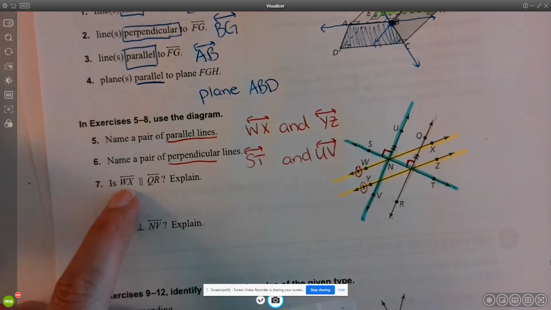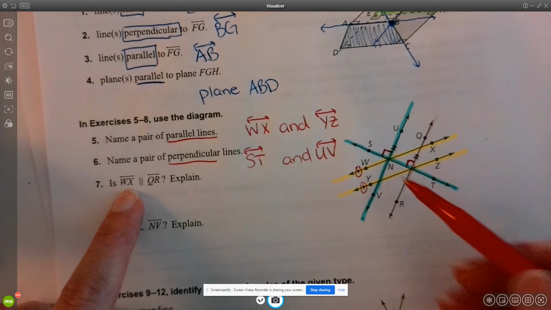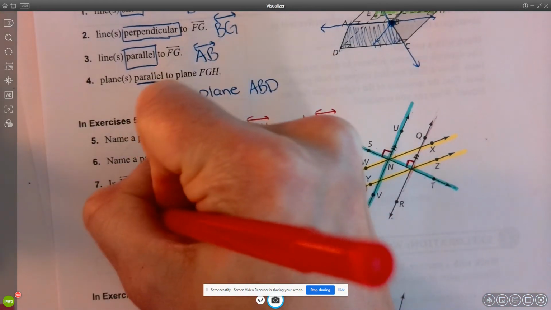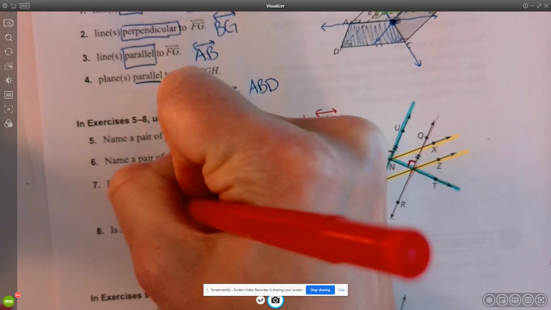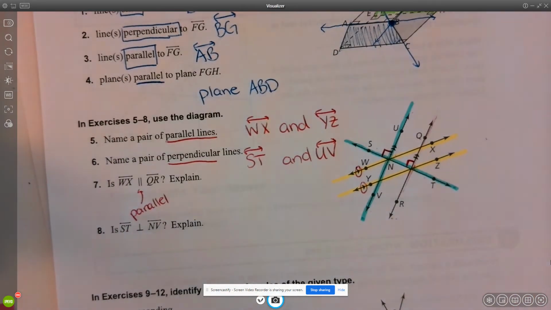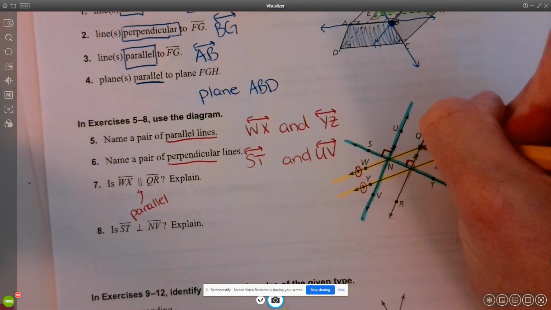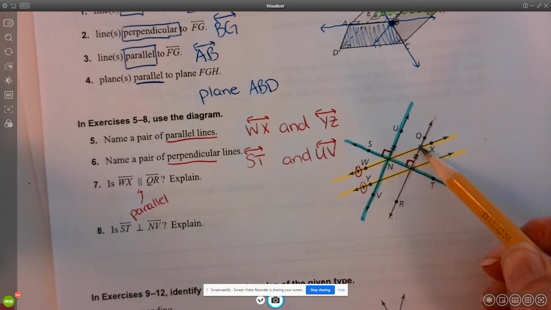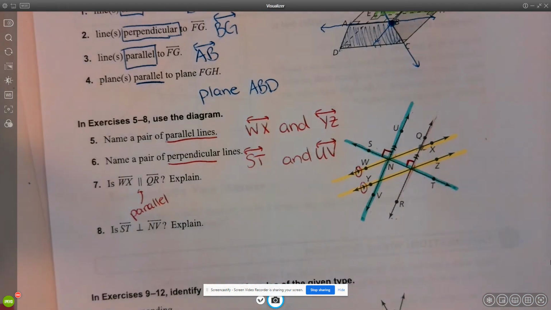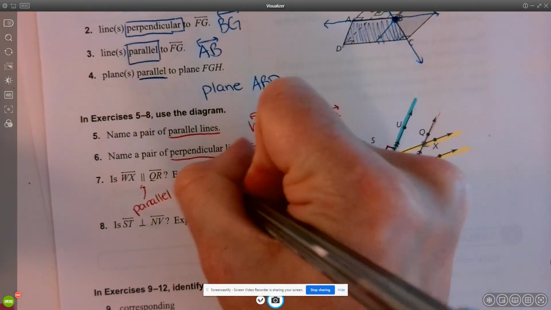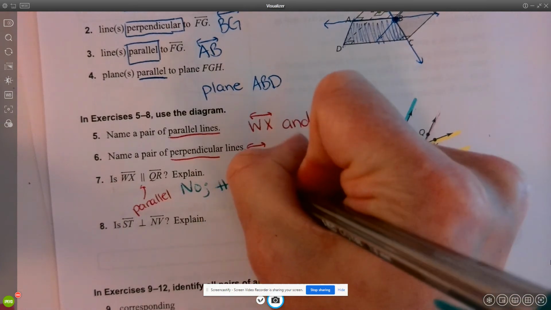And number 7, they ask, is line WX parallel to line QR? Remember, this is the symbol for parallel. Well, I am definitely going to say no, they are not parallel because you'll notice these two lines intersect. They cross at this point. And we know parallel lines cannot intersect. So I'm going to say no, and my reasoning is they intersect.